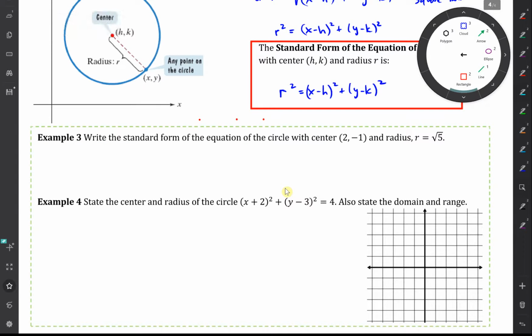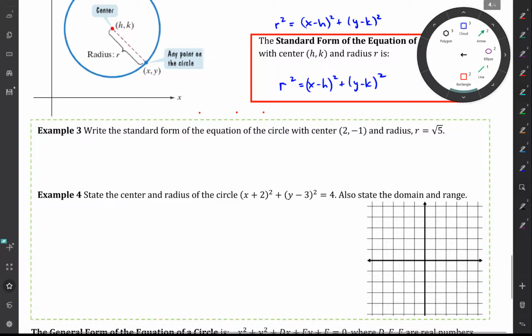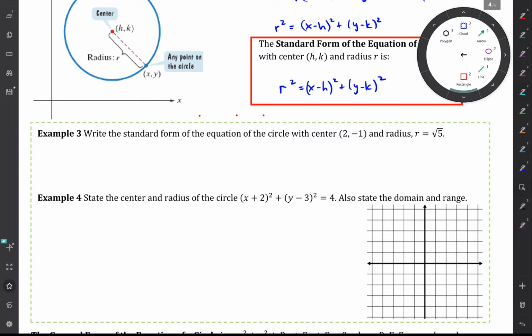Okay, next up we're going to write the standard form of a circle with center (2, -1) and radius square root of 5. And then we're going to graph a circle. We're going to find the radius and center and graph the circle.